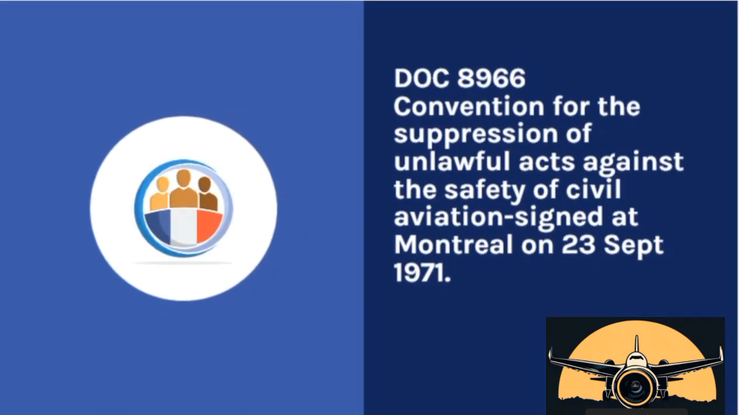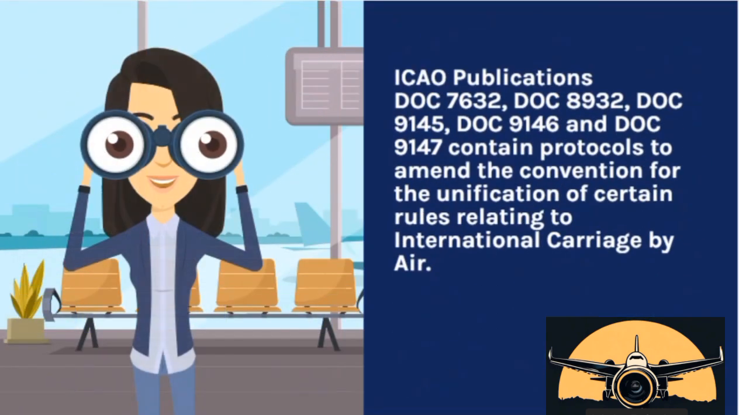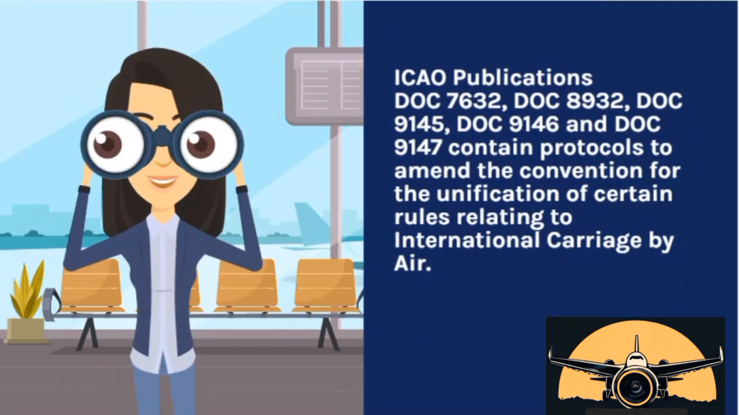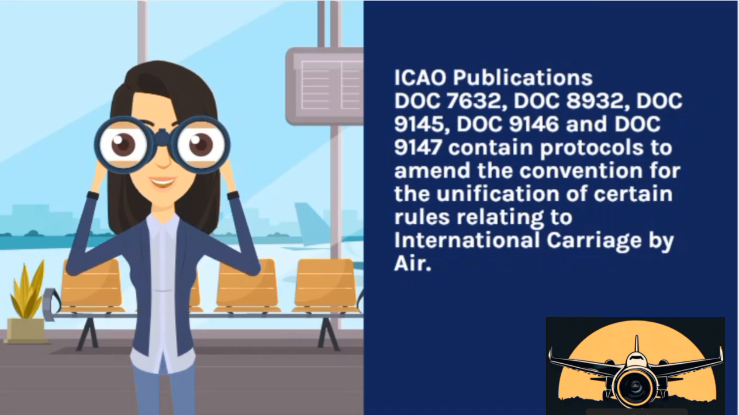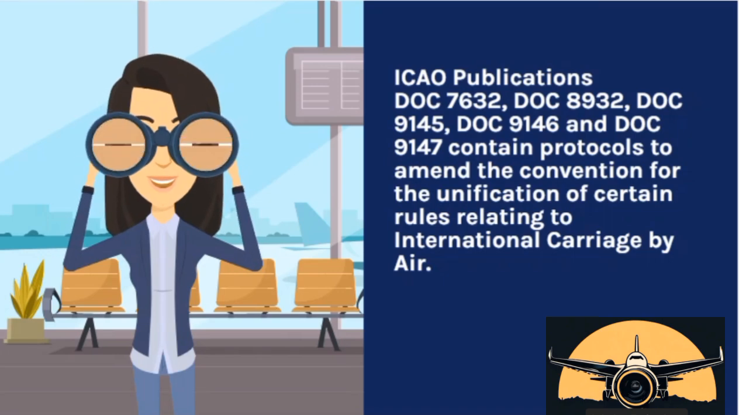DOC 8966. Convention for the Suppression of Unlawful Acts Against the Safety of Civil Aviation signed at Montreal on 23 Sept 1971. ICAO Publications DOC 7632, DOC 8932, DOC 9145, DOC 9146 and DOC 9147 contain protocols to amend the Convention for the unification of certain rules relating to international carriage by air.